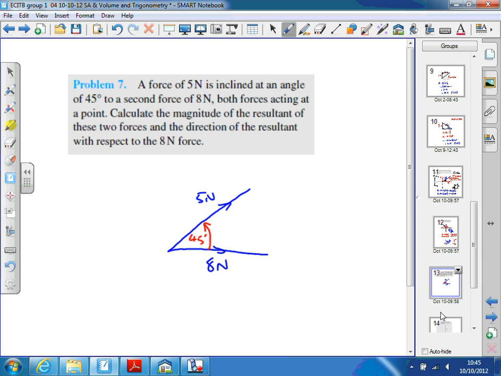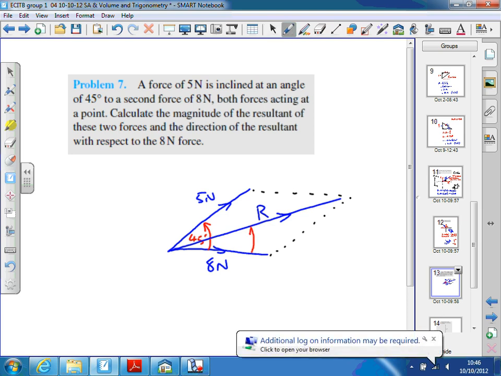You might have done this sort of thing before. I draw a line here parallel to that one and a line here parallel to that one. We form what's called a parallelogram of forces. And then the resultant will be this line. So we're after the size of this resultant force. Let's call it R for resultant. And we're also after this angle here, theta, the angle of this resultant with respect to the 8 Newton force.